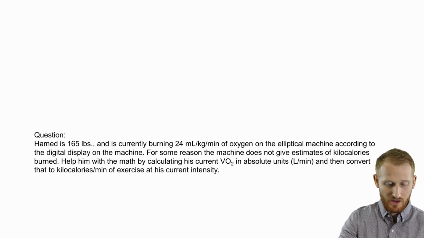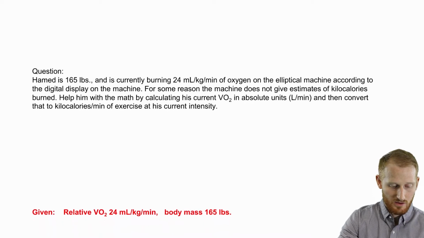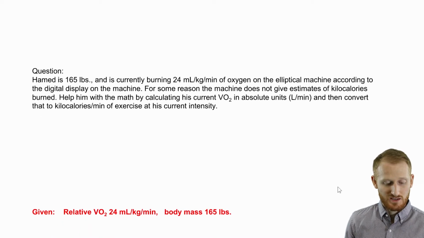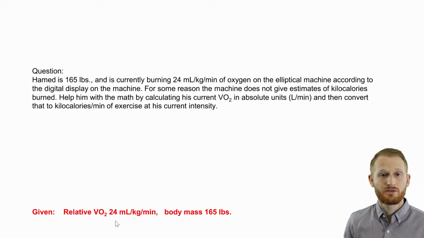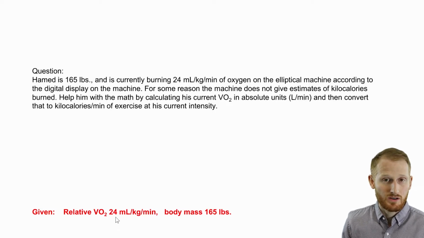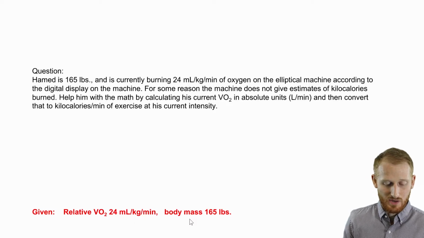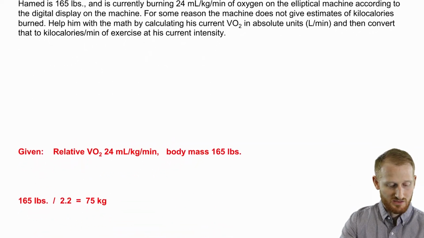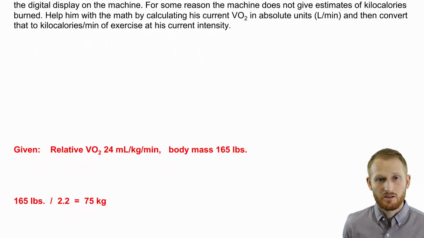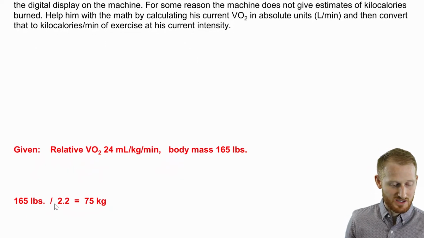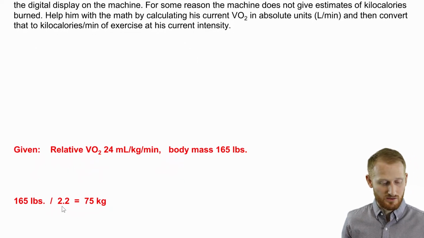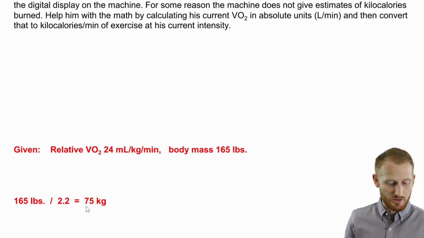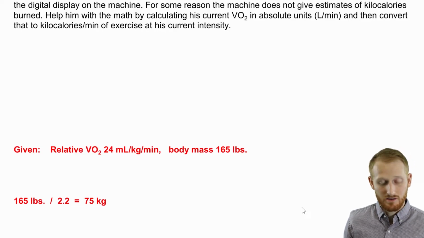All right, so let's first look at the variables given to us. So he is working at a relative VO2 of 24 milliliters of oxygen per kilogram of body mass per minute, and his body mass is 165 pounds. All right, so we need to first convert 165 pounds to kilograms. So 165 pounds divided by the standard conversion factor of 2.2 equals 75 kilograms.